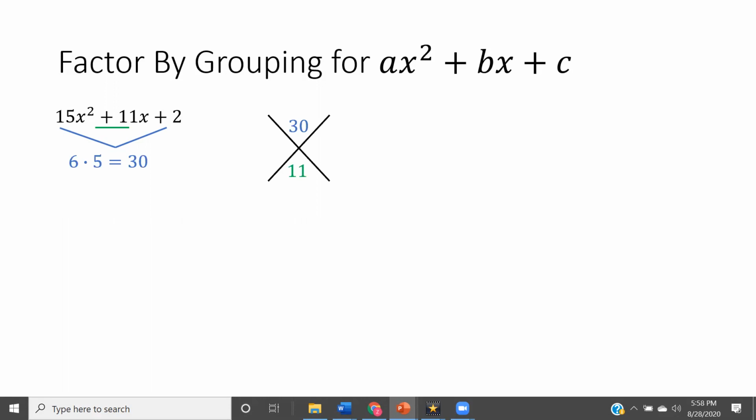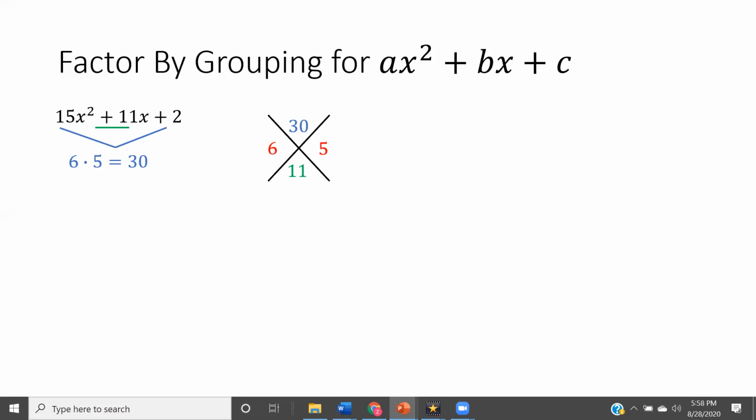So now I'll play the game again of simple factoring. I want to find two things that multiply to get me 30 and add to get me 11. And those two numbers are 6 and 5. 6 times 5 is 30, 6 plus 5 is 11.